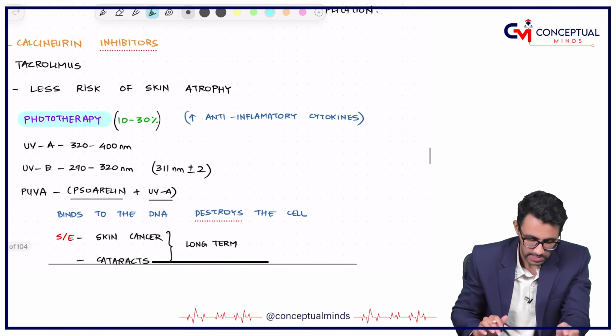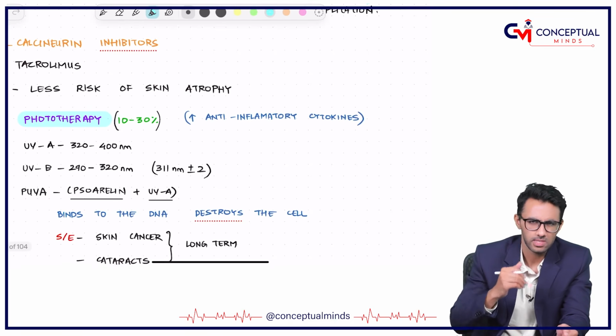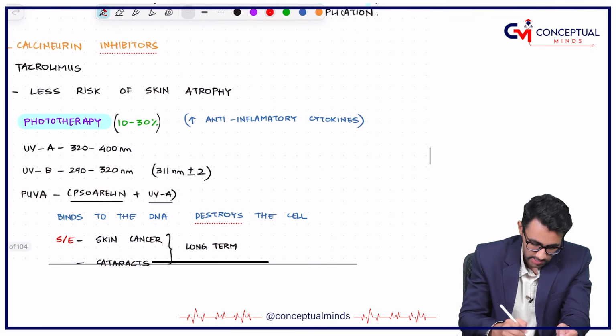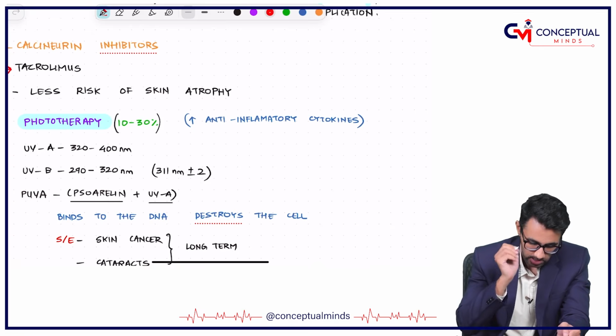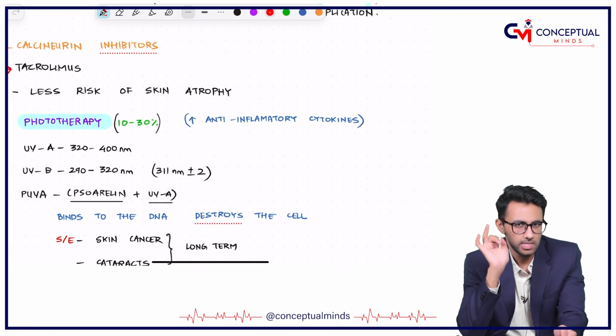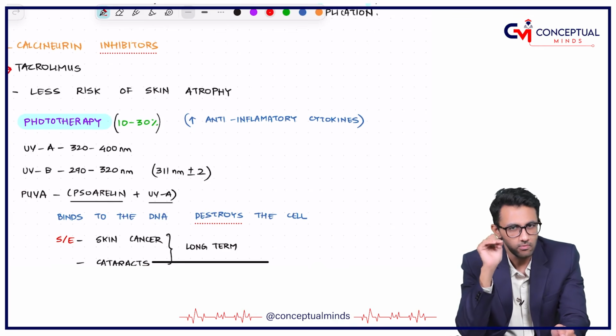How about the next one? We are going into the systemic part. Calcineurin inhibitors. What are these? Tacrolimus is one of them. This is an individual point that I want to discuss with you. Calcineurin inhibitors: when do we use them and why do we use them?